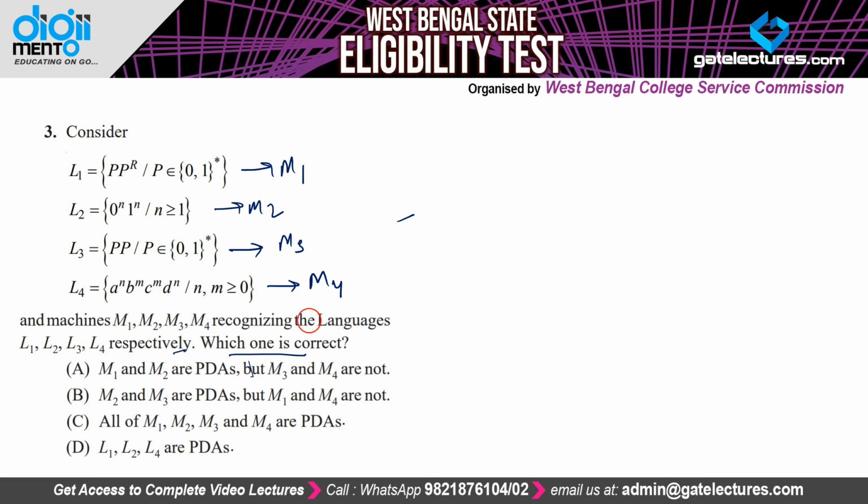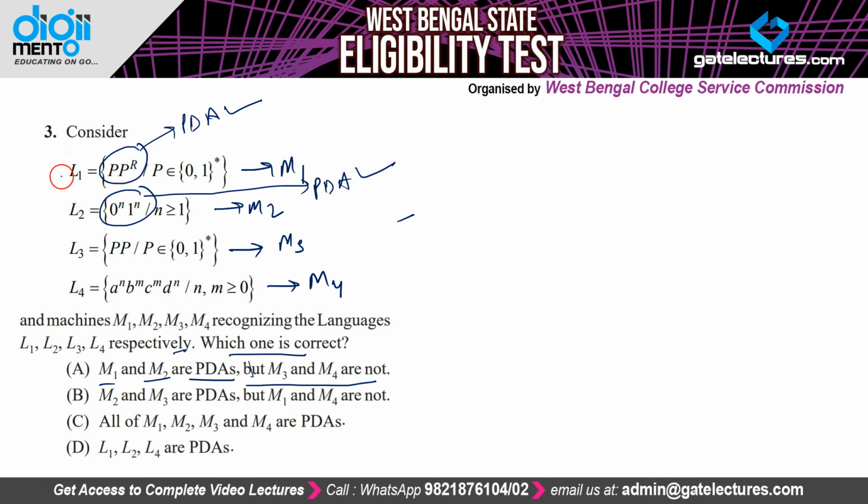Which one is correct? Option 1: M1 and M2 are pushdown automata, but M3 and M4 are not. Now for L1 we can make a pushdown automaton, that is correct. For L2 we can make a pushdown automaton, that is correct. So L1 and L2 have pushdown automata. Now they are saying M3 and M4 are not. In case of L3 we cannot create a pushdown automaton, so this is correct. But for L4, we can make a pushdown automaton, right? So for the language L4 we can make a pushdown automaton.